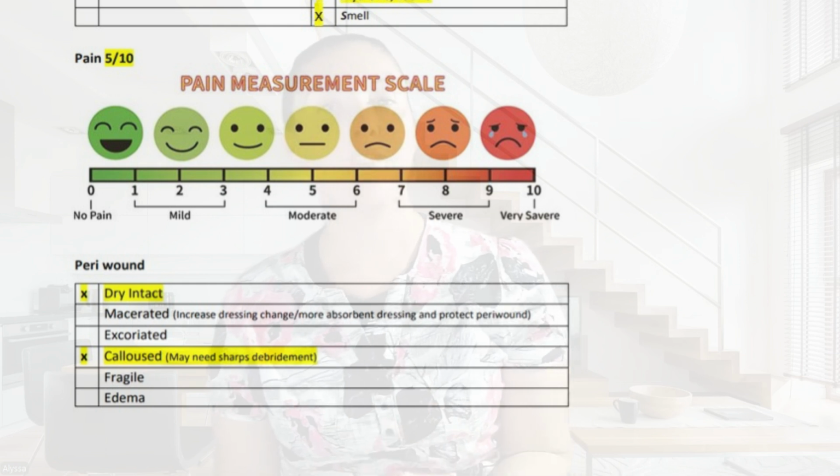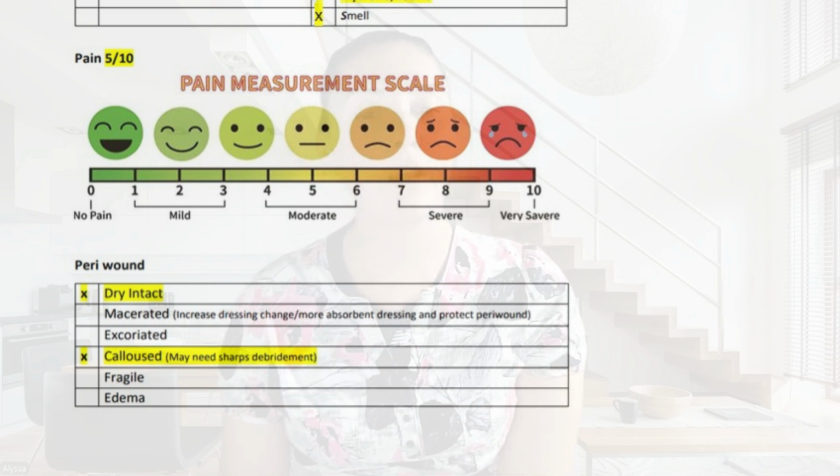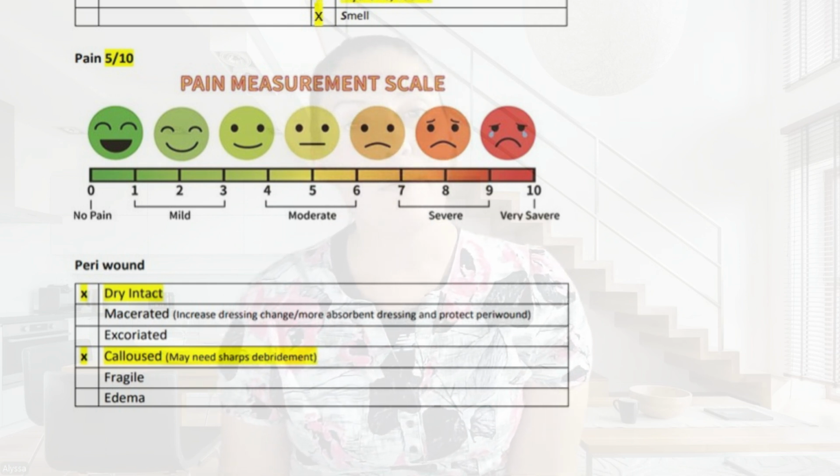The pain is 5 out of 10. And then the peri-wound area was dry, intact, and there was a callus around the whole wound. Now, with diabetic foot ulcers, like I said, there are a lot of times calluses on the feet. These do need to be shaved down. I do not recommend at all for any patients to be doing this. It should be done by a foot care nurse, wound care specialist, or doctor. Any of them can do it, but it should be a trained professional, especially when it's around a wound.